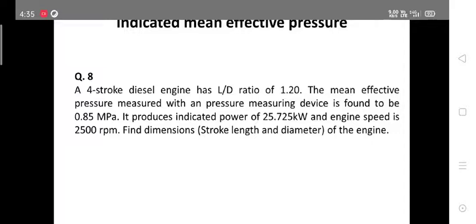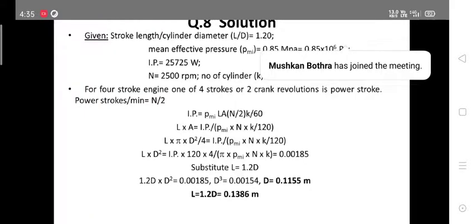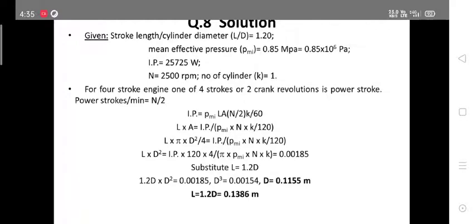I think the number of cylinders you need to consider as 1, because they have not clearly mentioned how many cylinders there will be. You can assume it as 1. For a 4-stroke engine, always make sure that N is equal to N by 2. So indicated power is equal to P_mi L A N K divided by 60. Please look here: the mean effective pressure, as I told you, is 0.85 into 10 to the power of 6 Pascal.